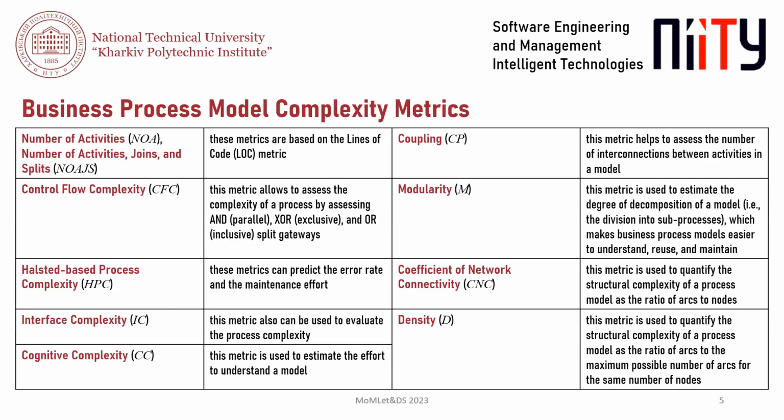As for business process model complexity metrics, most of them originated from software engineering, from the metrics used to measure source code complexity and other characteristics. These are number of activities, joins, and splits that originate from the lines of code metric, control flow complexity metric, whole state-based process complexity metric, interface complexity, cognitive complexity metric, coupling metric, also from software engineering, modularity, coefficient of network connectivity, and density metrics, also originated from graph theory.